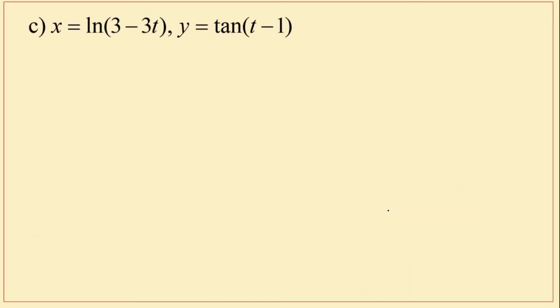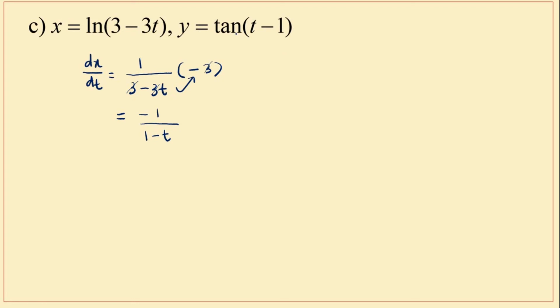Proceed with our third example. For question C, we have x equal to ln of 3 minus 3t. In order to differentiate an ln equation, don't forget 1 over your function times the derivative of the function, so dx over dt is 1 over 3 minus 3t times negative 3. We can simplify this out, and we will get negative 1 over 1 minus t.